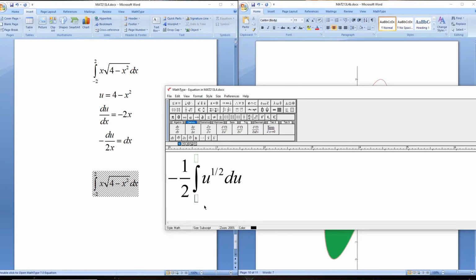And now we have to take care of our limits. So our limits are in terms of x. We need to get them now in terms of u. So we'll simply plug them in. So minus 2 squared is positive 4. 4 minus 4 is 0. So when x is minus 2, u is 0. And when x is positive 2, 2 squared is 4. 4 minus 4 is 0.